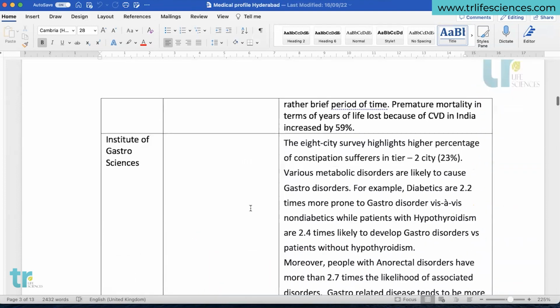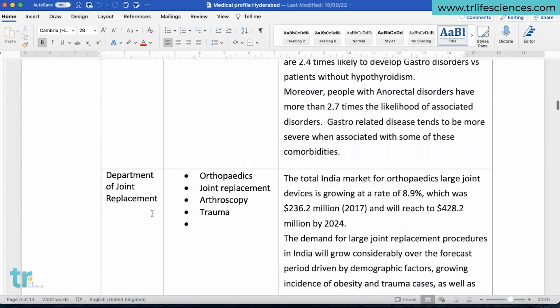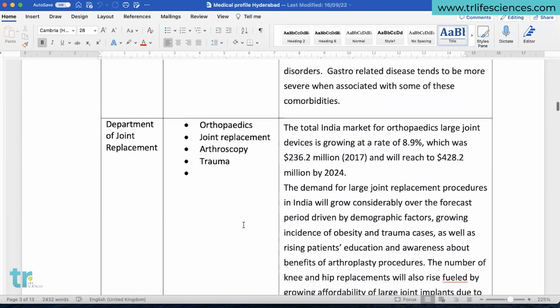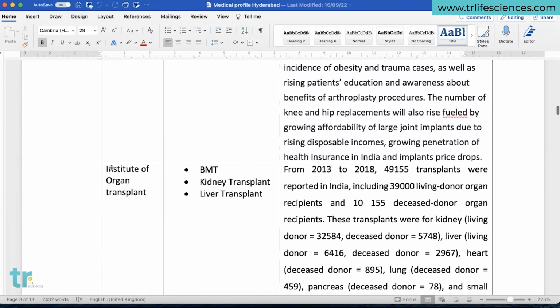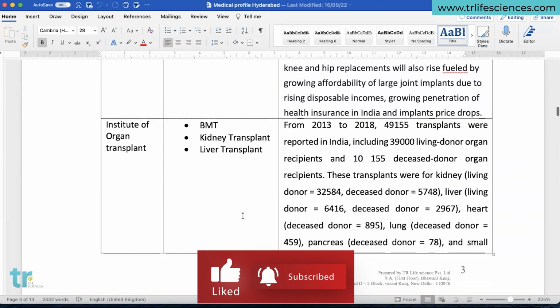Next one is the Institute of Gastrosciences. Then joint replacement is also there. Actually this is a 400 bedded hospital, so it's a big setup. There are multiple departments, multiple specialties. Then the next one is organ transplant: bone marrow transplant, kidney, liver.